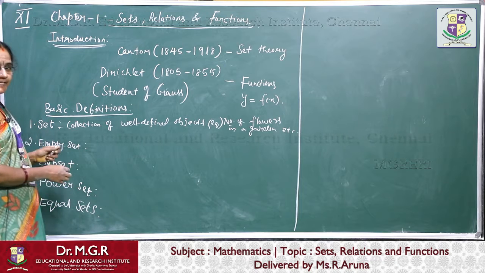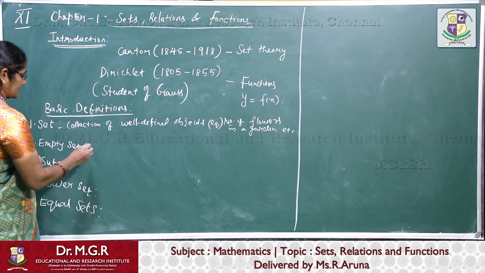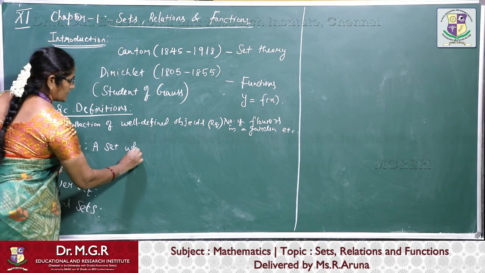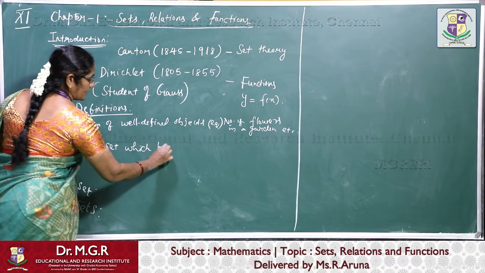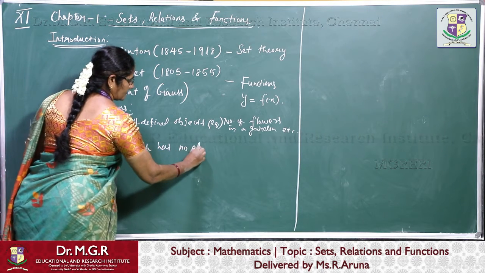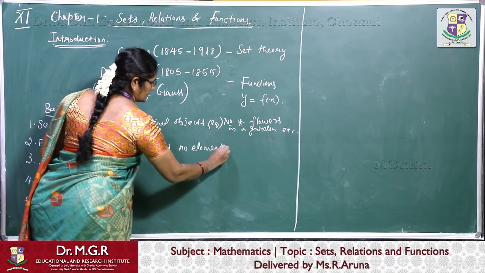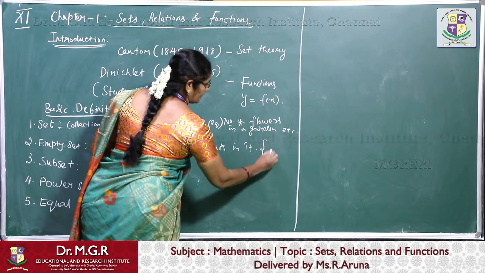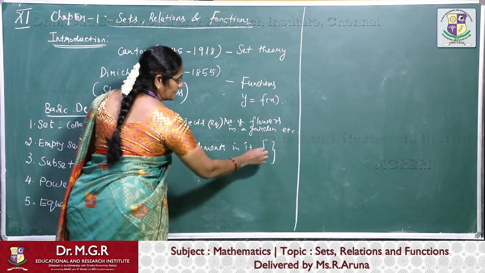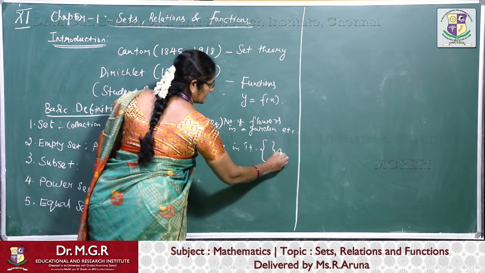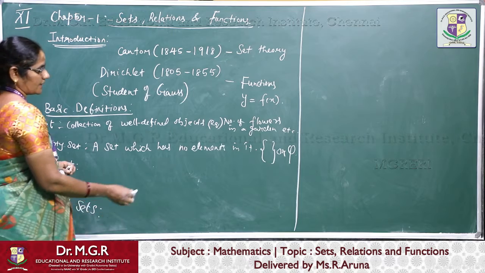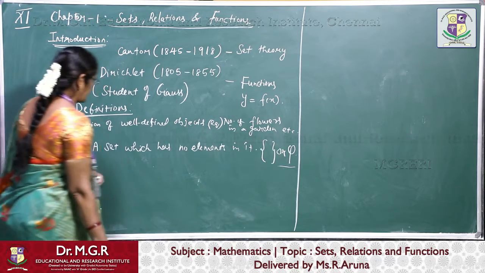Next, we shall see what is called an empty set. It is nothing but a set which has no elements in it. It is denoted by empty braces, or this notation. So these notations are very important to notice.